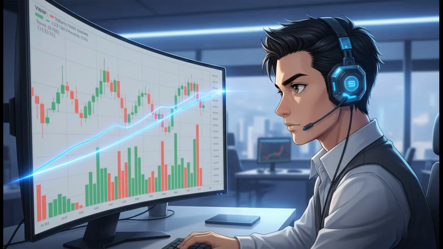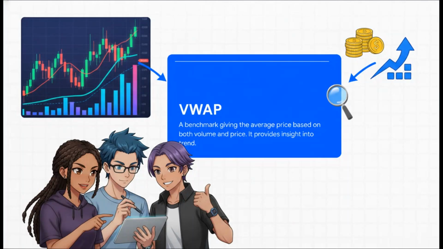First up is VWAP. That stands for Volume Weighted Average Price. This one is a huge favorite among day traders, but honestly, it's useful for everyone to understand what it's doing. What makes VWAP so special is that it doesn't just average the price, it also factors in the trading volume. This gives you a much truer sense of a stock's real average price for that day. A lot of big institutions use it as a benchmark to see if they got a good deal on a huge order.